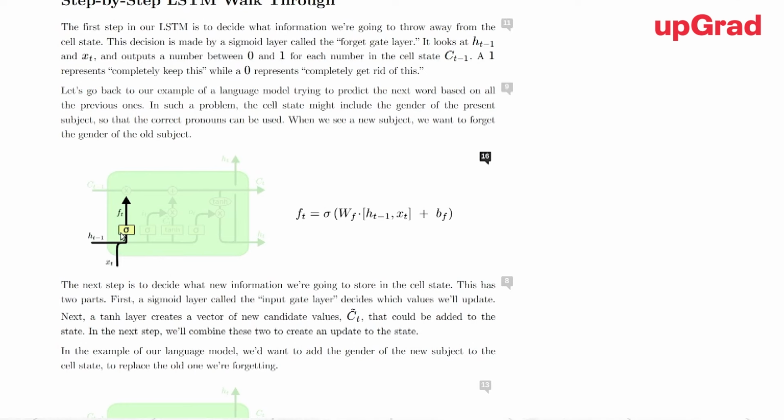Right, of the cell state, and says, should I completely ignore this data or should I completely add this data? So it is forgetting unnecessary data. That's why we have only a sigmoid layer here. Suppose, I have an example.